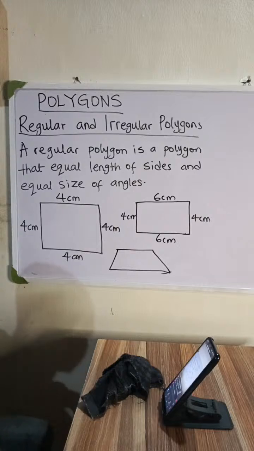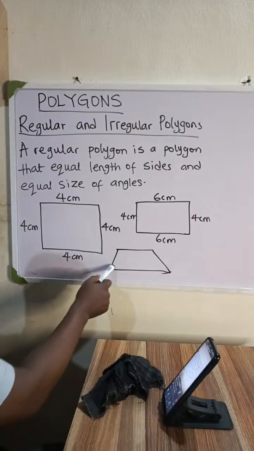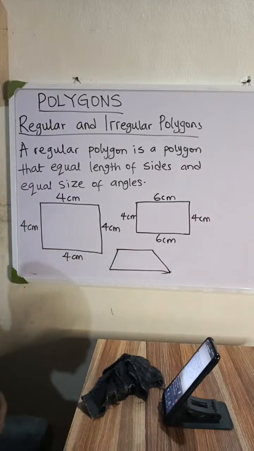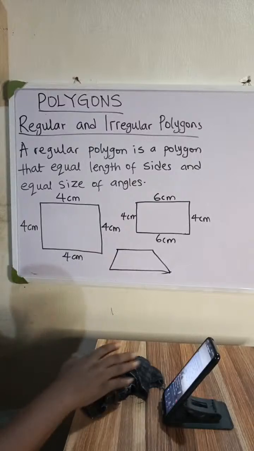Is this a regular polygon? It's not a regular polygon because it's obvious that the lengths of the sides are not the same and the angles are not the same. So a regular polygon has equal length of sides and equal size of angles.